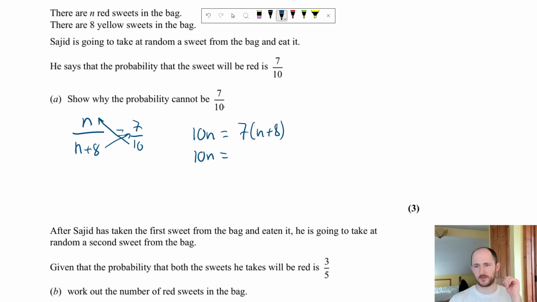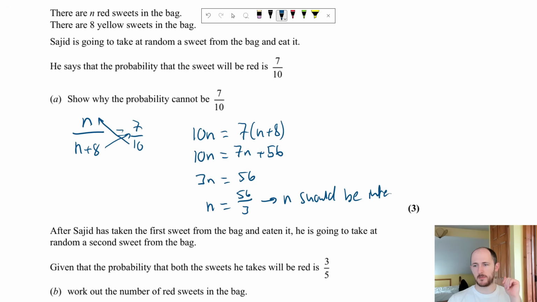So 10n equals 7n. And don't forget, this is a calculator paper, so if you're not too sure about any of the values, you can just use a calculator to do them. Subtract, so we have 3n equals 56. And that means n is equal to 56/3, which, n should be a whole number. So it should be an integer. But because it's not an integer, it cannot be 7/10 as the probability.